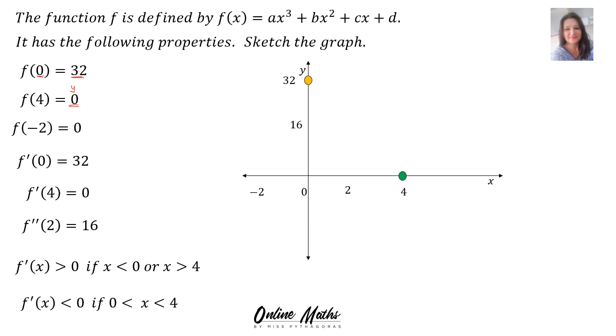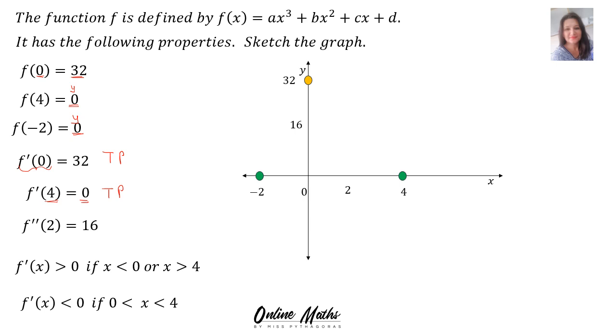The next one, f of -2 is equal to 0. Again, the y is 0, so that's an x-intercept there at -2. Then this one, the derivative of 0 equals 32, the derivative means the turning point. So there's also a turning point at the point 0 and 32. That's a turning point. The other turning point is the derivative of 4 is equal to 0. So that means there's another turning point at the point 4 and 0.